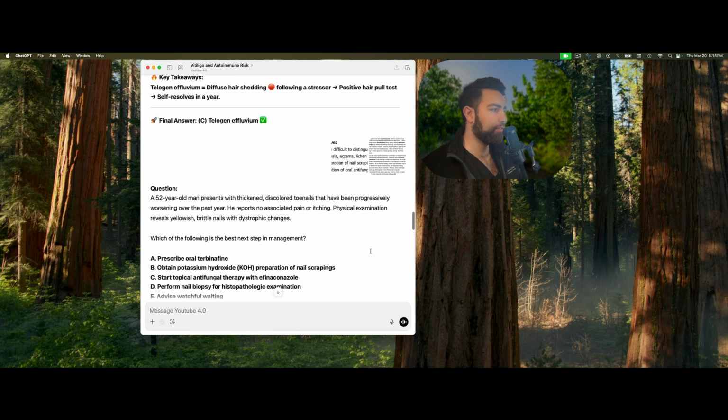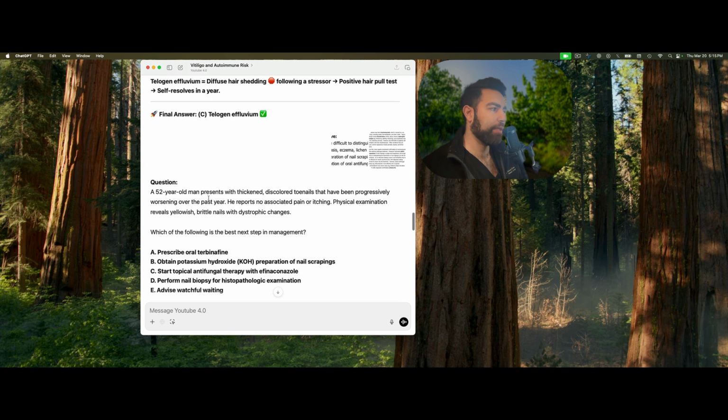So this is question 52, question 3, and the last question in this bank. This is a 52-year-old man. He presents with thickened, discolored toenails that have been progressively worsening over the past year. So it's a chronic thickening and discoloration of the toenails. He reports no associated pain or itching. A physical exam reveals yellowish, brittle nails with dystrophic changes.